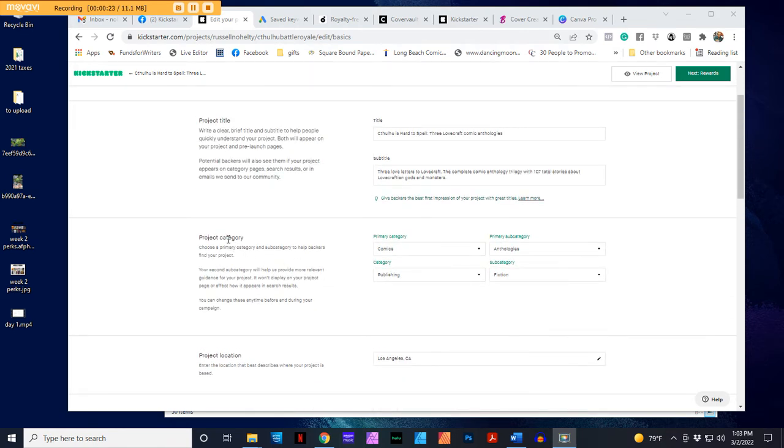The product category and the location are really easy. You just scroll down and you find the category that you want to go into, whatever is closest, mirroring what you're going to do. So comics and anthologies is what we chose, but I could have probably chosen comic books, graphic novels, web comics, if it was more in line. When I do novels, I do publishing and fiction.